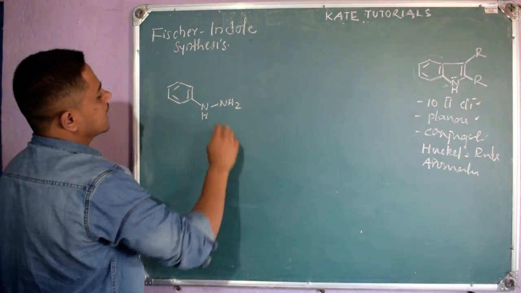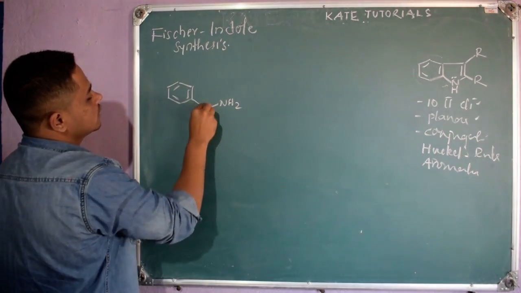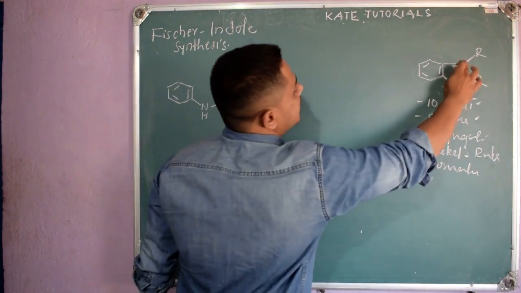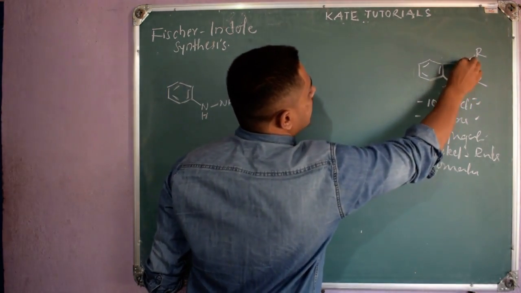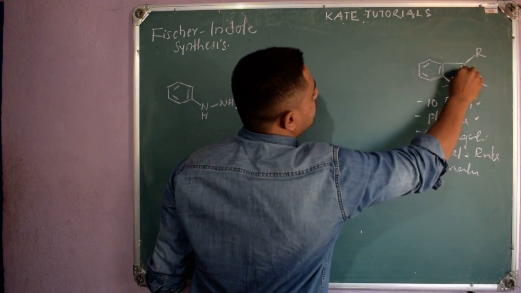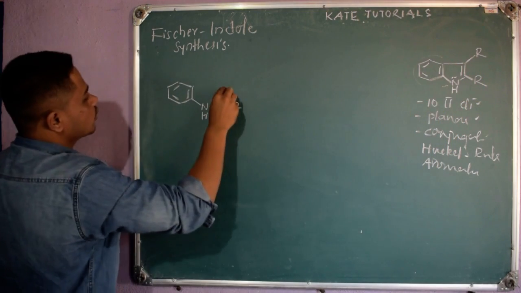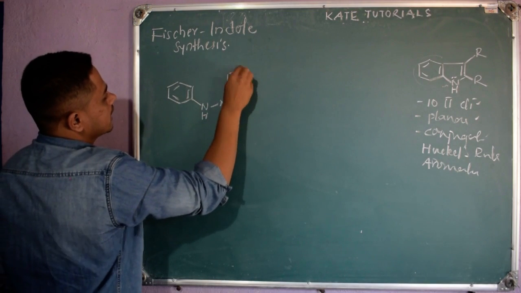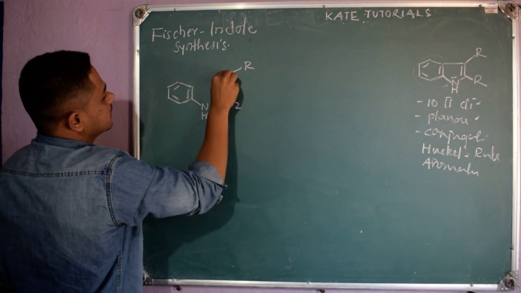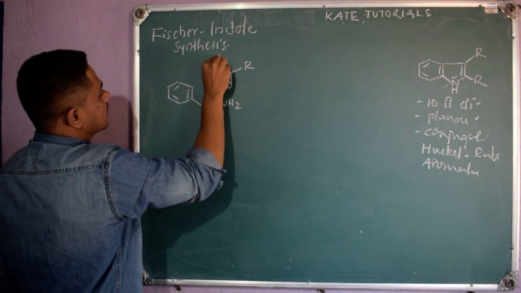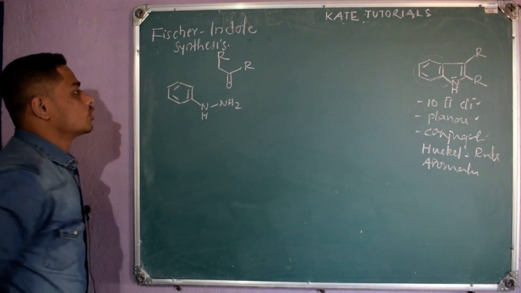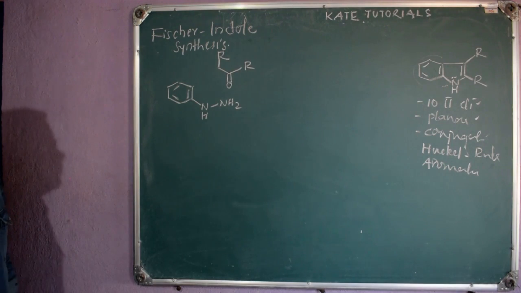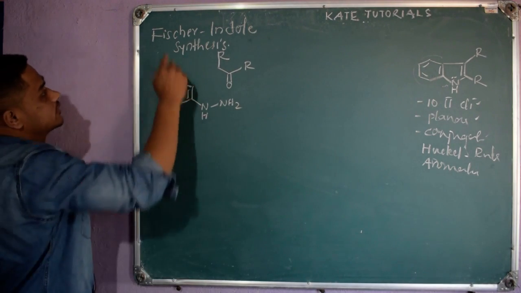So how many carbons do I need? Here 1, 2, 3 bonds. Here I have a 5 membered ring, 1 2 3 4 5 membered ring, which means 2 more carbons I need. So what I will do, I will take CO, here R, and here CH2R, right? So this was the starting material that Fischer started with.